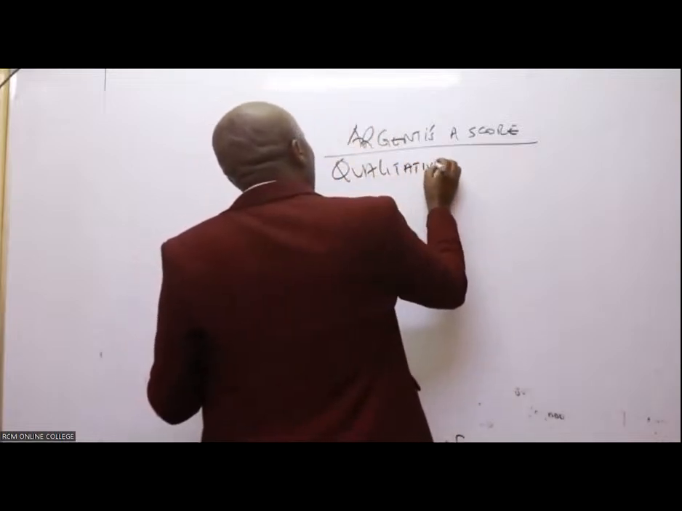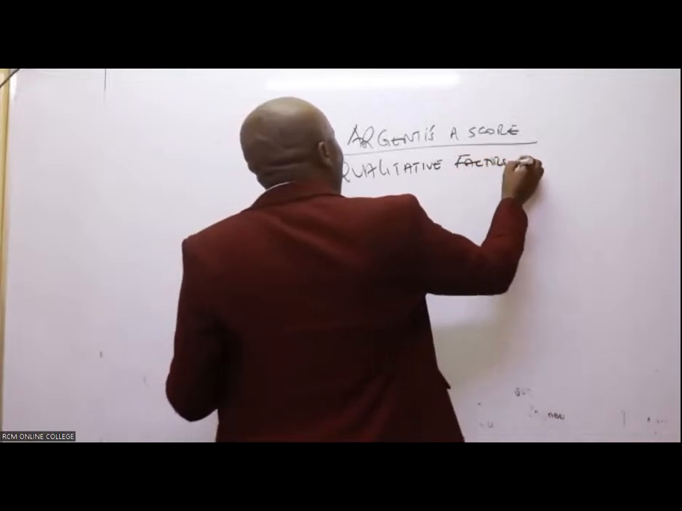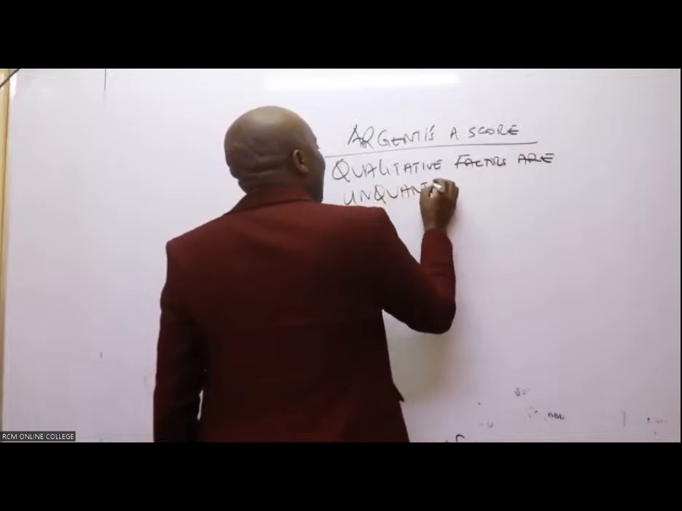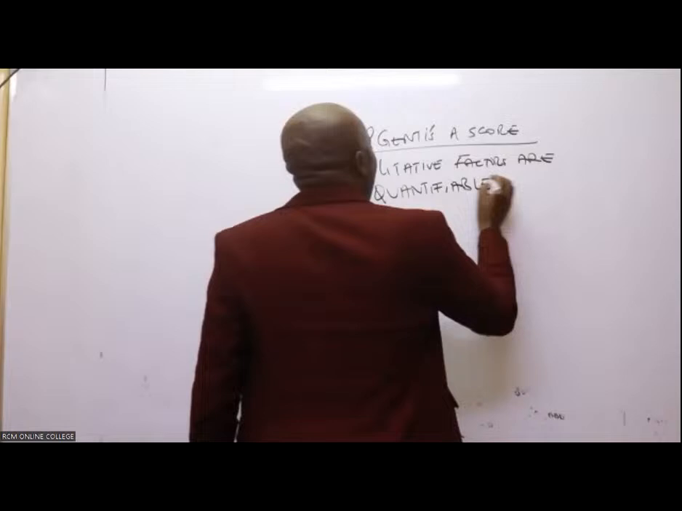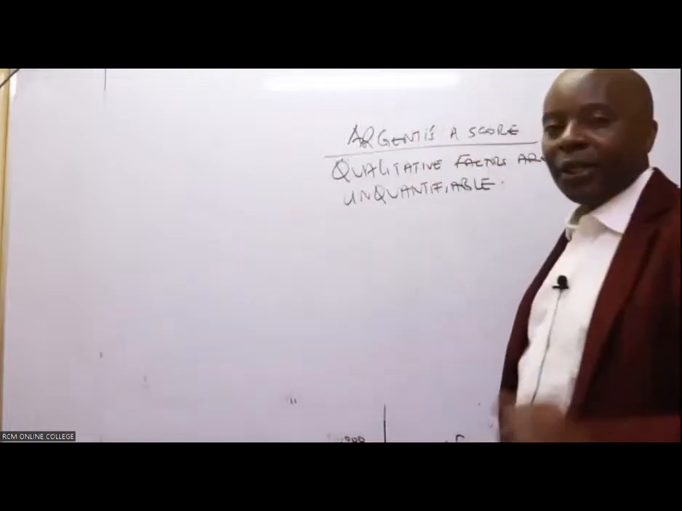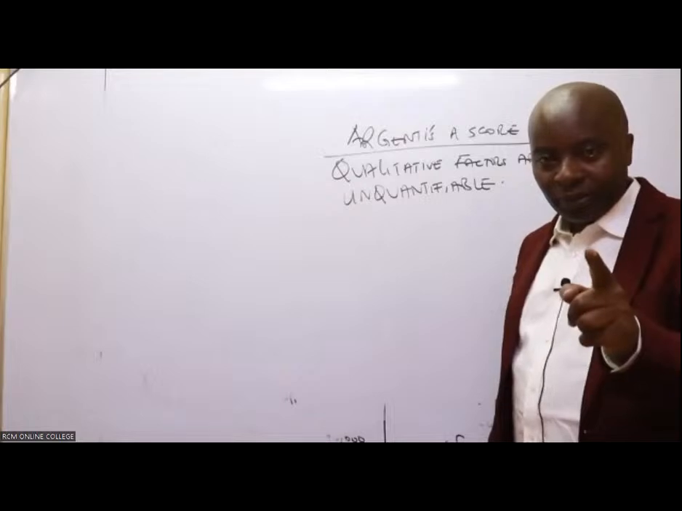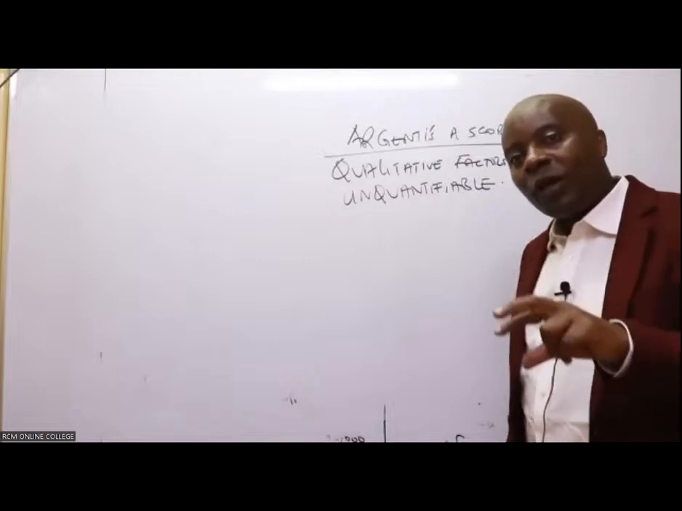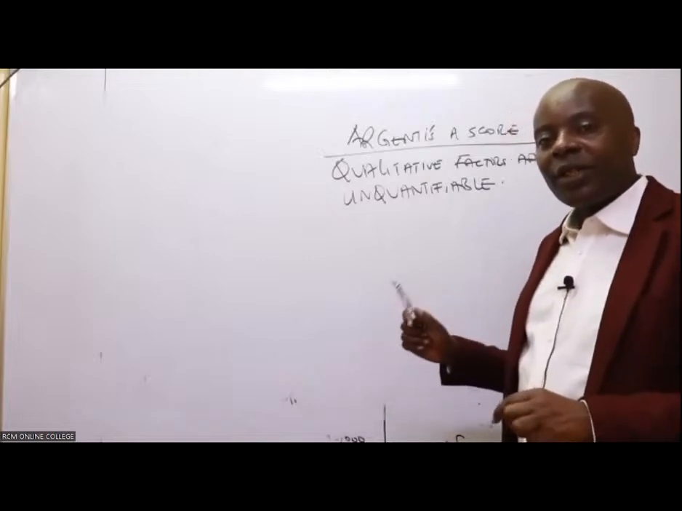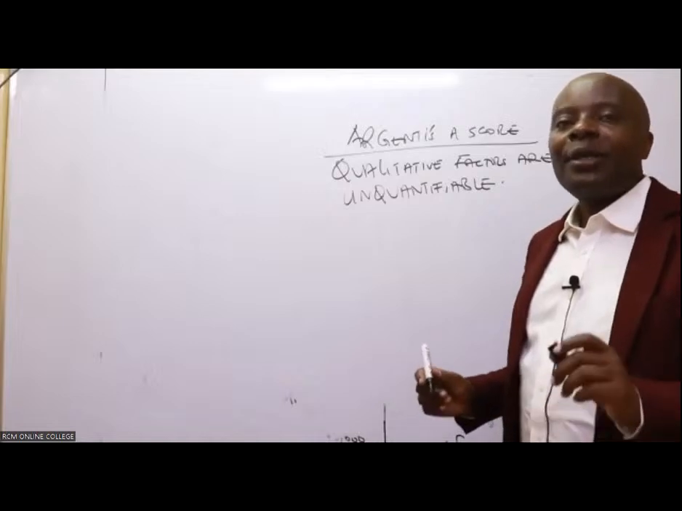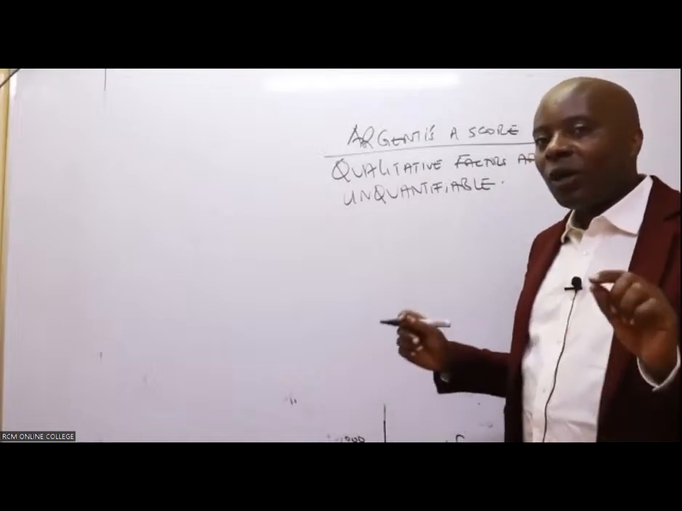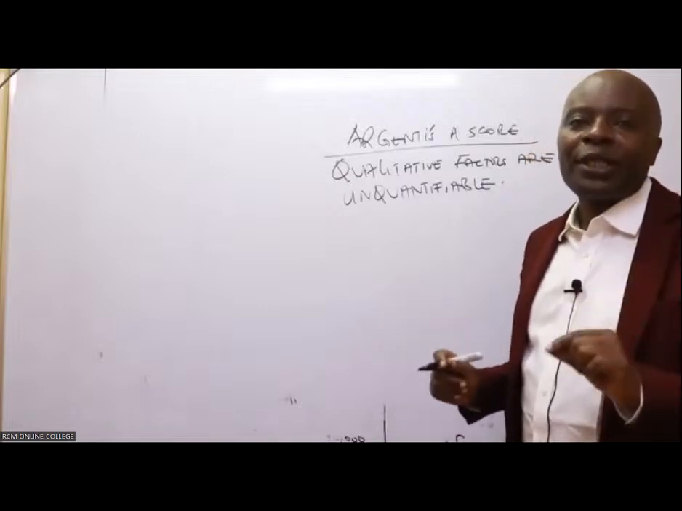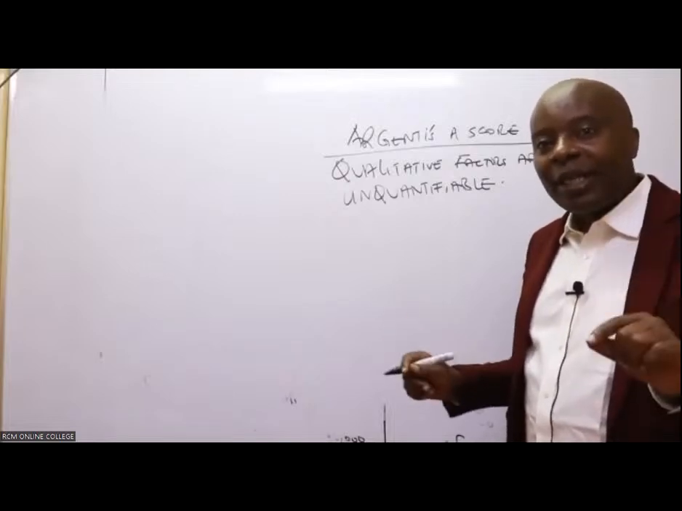Qualitative factors are unquantifiable. They are those factors that you can't measure and can't count. Remember, we have what we call quantitative factors and qualitative factors. So here we are saying that Argenti's model, ladies and gentlemen, is basically the model that looks at the qualitative factors, those factors that you may think are useless, but yet they are very important in a business. They're the ones that can make a business go down.